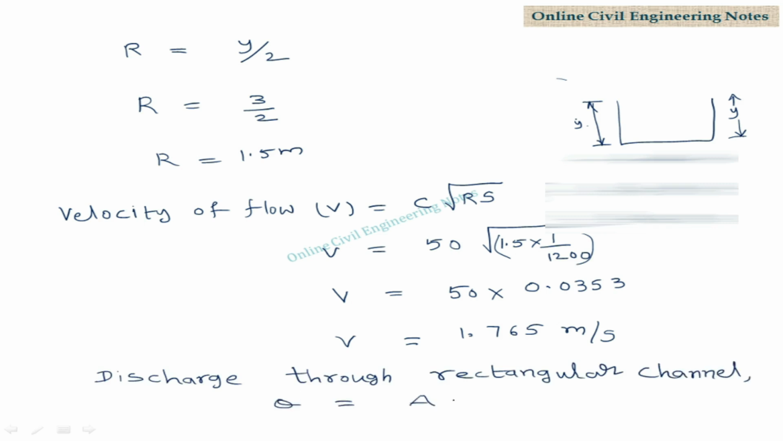Q is equal to cross-sectional area into velocity of flow. The rectangular channel cross-sectional area is B into Y, where B is 6 meters and Y is 3 meters. Velocity of flow is 1.765 meter per second. The discharge comes to 31.77 meter cube per second. For the most economical rectangular channel section, for the given conditions, discharge is 31.77 meter cube per second.